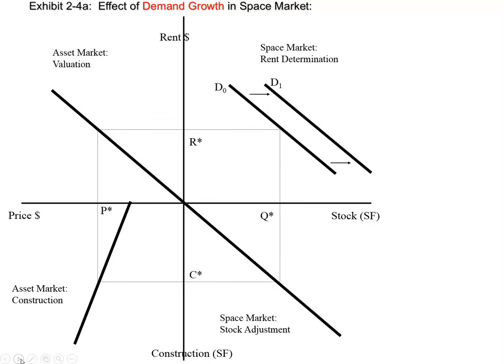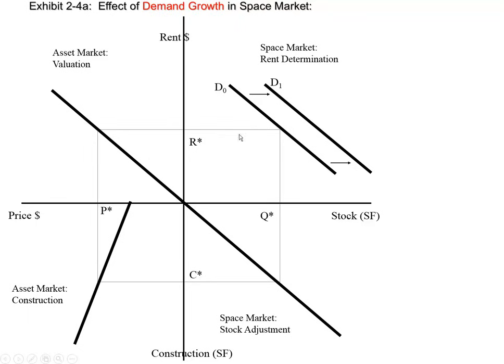So demand increases because maybe population increased or jobs increased, increasing the population. But for whatever driver, at that same rent level you see that the quantity demanded is right here, a much higher Q or quantity level than we had before.